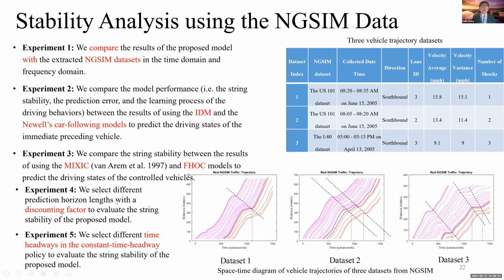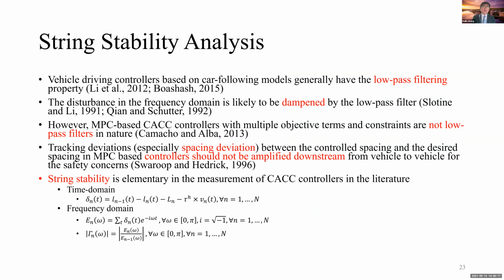In experiment 4, we want to see how far we want to predict. So we try different prediction horizon lengths to see how far you can predict. If you predict too long, you have a larger scale problem, but if too short, maybe it is not stable. We show some results here. And the last one, we tried what kind of constant headway we can hold for our model while still showing stability, and we show the outcome tests of this model.